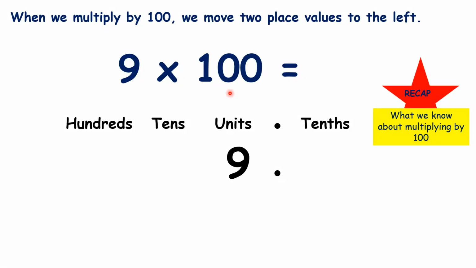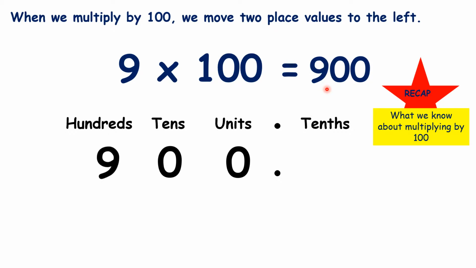When we multiply by 100, we move 2 place values to the left. So with 9 times 100, we move the 9 2 places to the left, so it's moved from the units to the hundreds column. And then, if we have empty place values before the decimal point, we write in zeros. So 9 times 100 is 900.